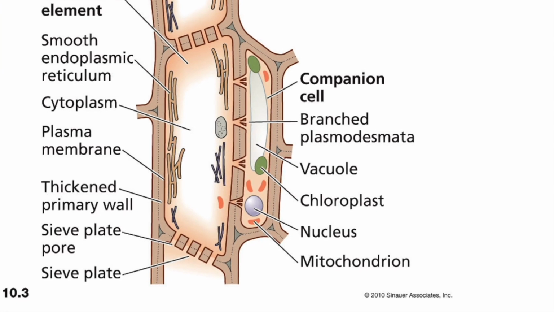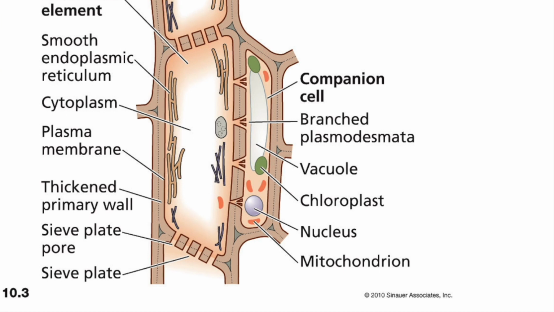Along with the sieve tubes, there is another cell type that's very important for the functioning of these sieve tubes, and that is called the companion cell. In fact, they're both derived from the same mother cell and split into two. And the companion cell is adjacent to the sieve cell, and it does have chloroplasts and nuclei and mitochondria.